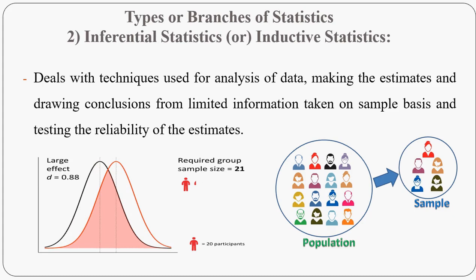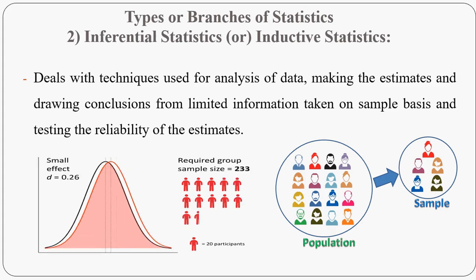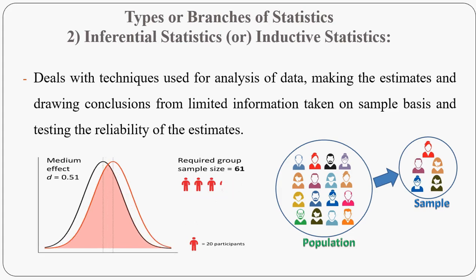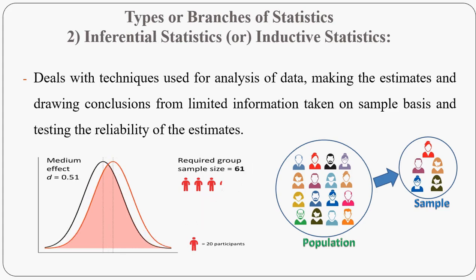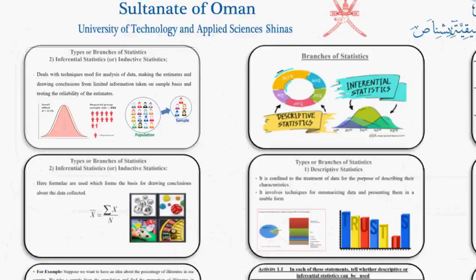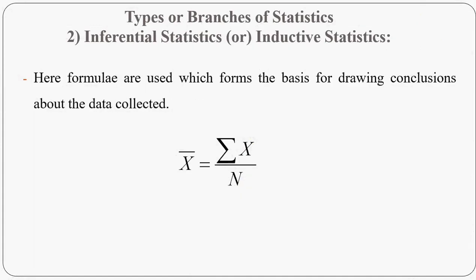Now you can look at the example. With inferential statistics, you can take the sample data from a small number of people and try to determine if the data can predict whether, for example, a COVID-19 drug will work out for everyone or not. Furthermore, here we are going to use a formula which forms the basis for drawing conclusions about the data collected. The formula we are going to use is mean is equal to sigma x by n. The total description about the formula we will be discussing in the next coming chapters.